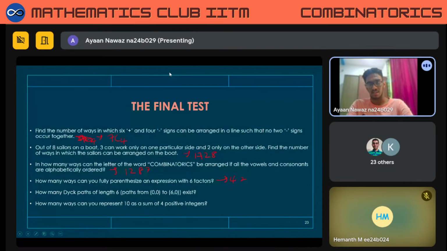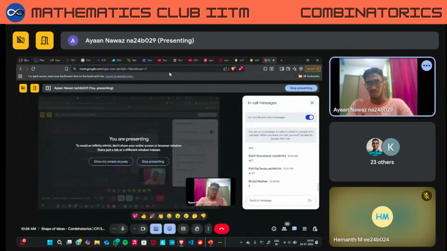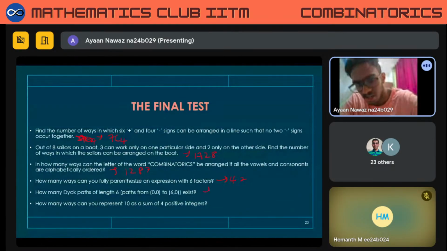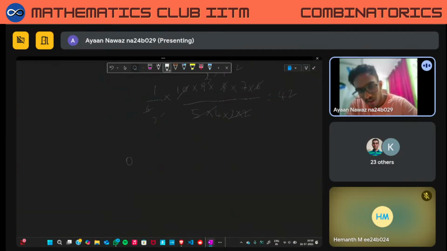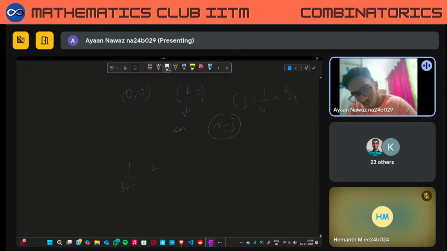Right, excellent, excellent. C of 3. So that's basically (0, 0) to (6, 0). This is 2n, n is 3. So C of 3. That is 1 by 4, 6C3, because 1 by 3 plus 1, 2 into 3, C3. Basically, that is it. So 1 by 4, 6, 5, 4 by 6 is 5.